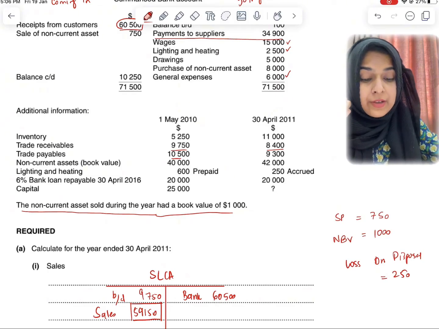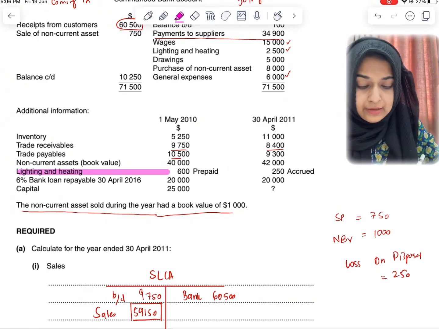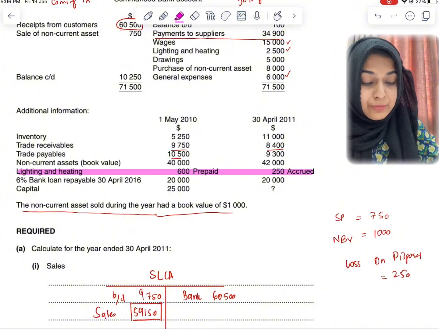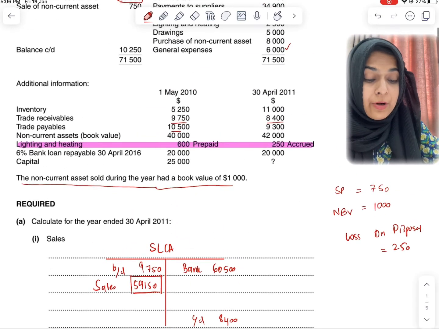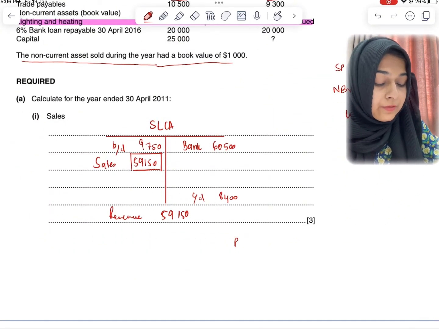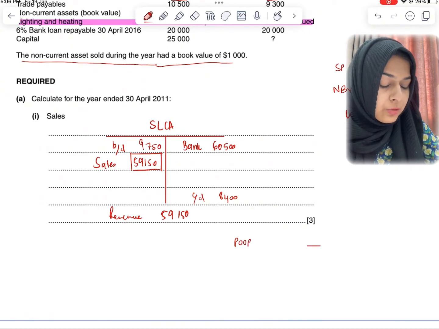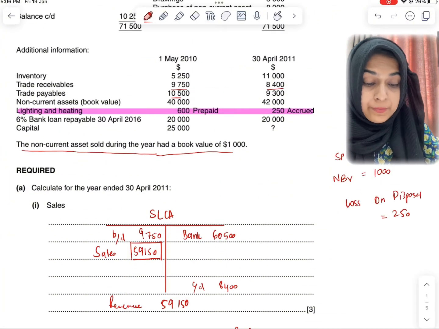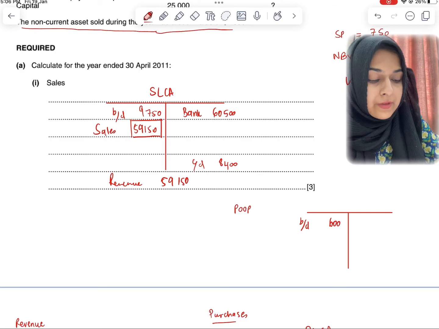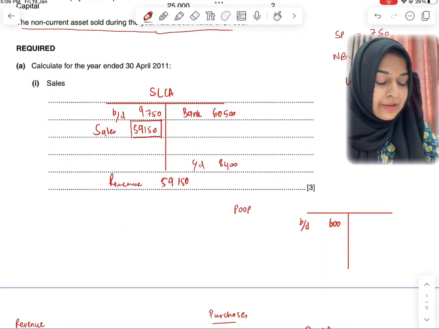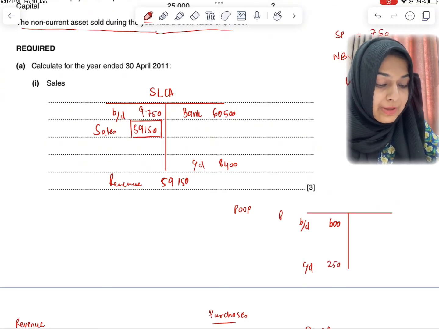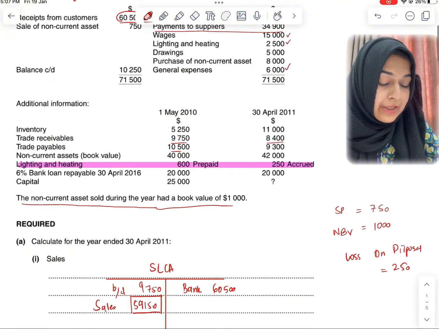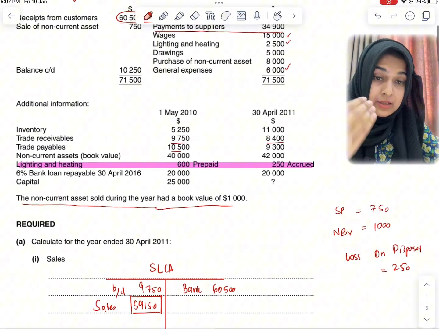If you look here, we have prepaid and owing in lighting and heating. So for lighting and heating, there's an opening prepaid of 600 and there's a closing owing of 250. For adjusting the expenses, you can use the rule of POOP. If you use the rule of POOP, prepaid brought down comes on the debit side. So right here, brought down, prepaid brought down at the start of the year is 600. Then owing carried down will come here on the debit side, so there'll be 250, because it's prepaid, owing, prepaid, right? So the carried down at the end of the year comes on the debit side.